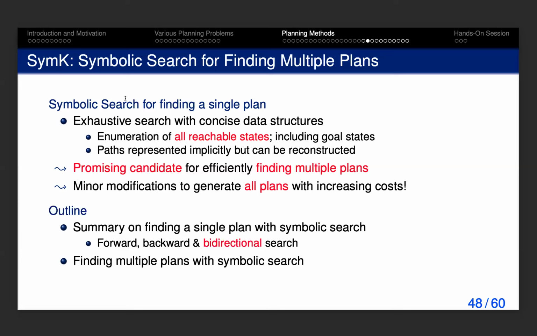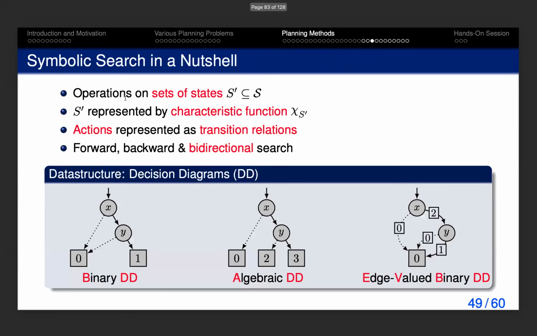So the outline for this section is that I will give you a high-level summary on finding a single plan with symbolic search, with forward, backward, and also bidirectional search. That's really the key to understand how we can find multiple plans with that. And then I will show you how to modify symbolic search algorithms to find multiple plans. And of course, if somebody has questions and I'm too fast or things are not clear, please just raise your hand.